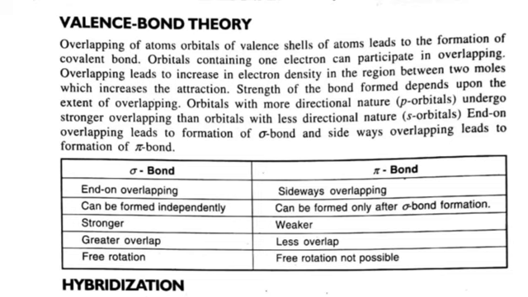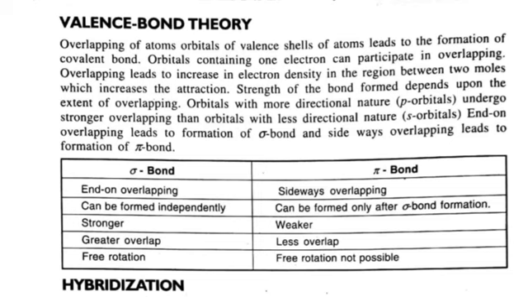The strength of the bond depends upon the extent of overlapping. Orbitals which have more directional nature, that is p orbitals, which can have x direction, y direction, z direction, undergo stronger overlapping than orbitals having less directional shape, like the spherical s orbitals. End-on overlapping leads to the formation of a sigma bond, and sideways or lateral overlapping gives the formation of a pi bond. A sigma bond can be formed independently, it is a stronger bond with greater overlap, and it has free rotation.